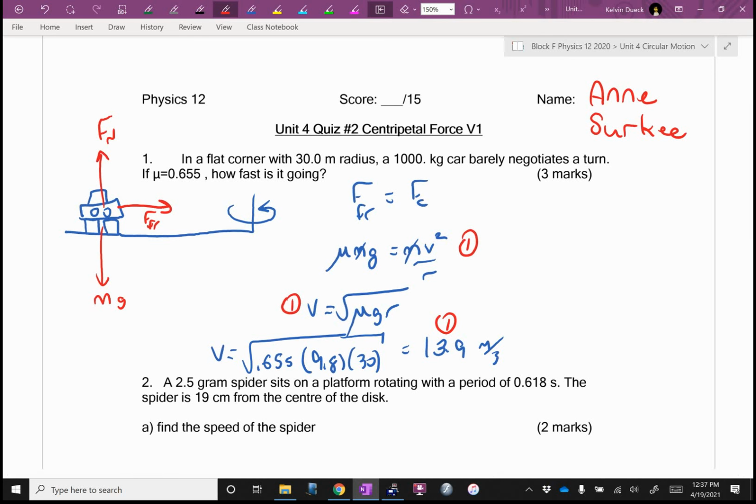Yeah, I think that's all I can ask there. Oh, I was going to say, the reason I said barely negotiates a turn is, if you did this speed, you would feel like you were about to lose control. You would be able to feel through the steering wheel to your hands, the car, the tires, I can tell they're about to slide. So, of course, you would never actually go this speed because it would be very, very dangerous.